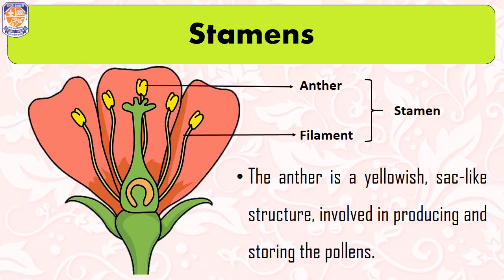The anther is a yellowish sac-like structure. Sac-like means a pouch-like structure, which is involved in producing and storing the pollen. Pollen is the yellow powdery substance that sometimes, when you touch the anther of a plant, you see is transferred onto your fingers. That yellow powdery substance is known as pollen, which is produced by the anthers.